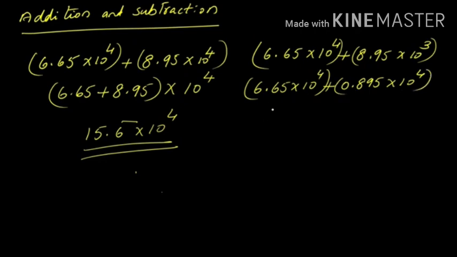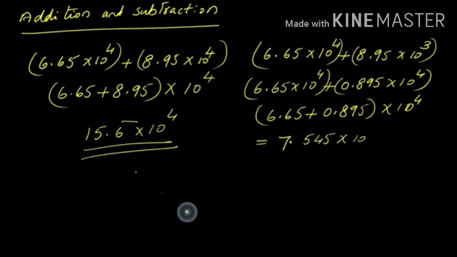So positive sign, right? Positive sign means the decimal point is shifting towards the left side. We have studied it in scientific notation. Since the change in the exponent is plus 1, we'll be shifting the decimal point one digit to the left. So we'll get 6.65 plus 0.895 into 10 raised to 4. 10 raised to 4 is the common exponent over there. So we'll get the answer as 7.545 into 10 raised to 4.